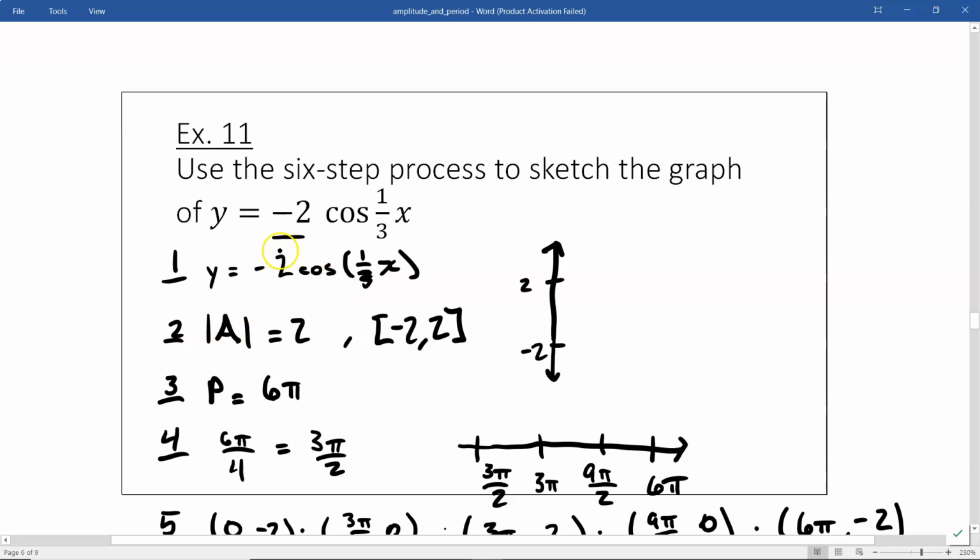The absolute value of our number multiplying our function is going to be the amplitude, and in this case, it's going to give us 2, which gives us a range of -2 to 2. And that's what I've plotted here. I've just shown that this tells us what our y-axis is able to be broken down into. Now that we have the amplitude and range, we want to focus on finding the period.